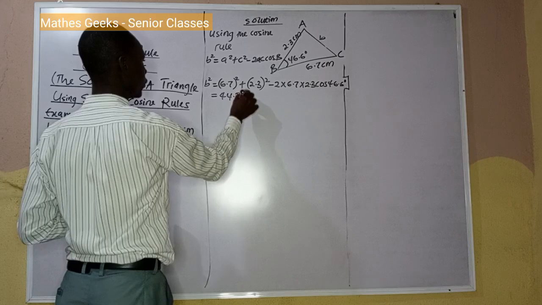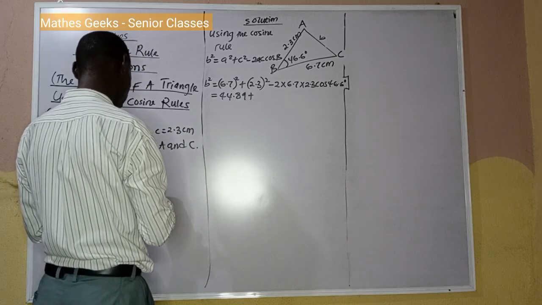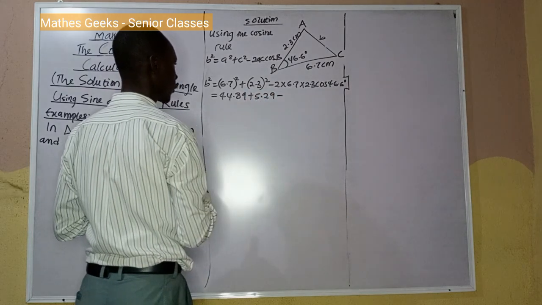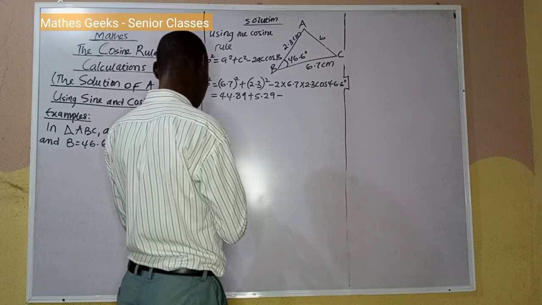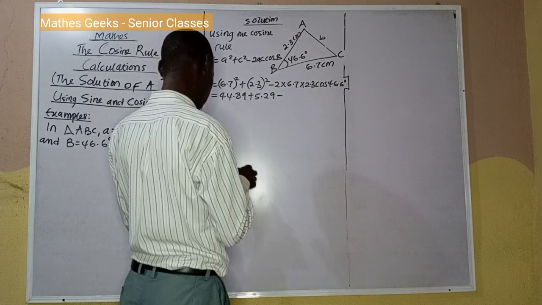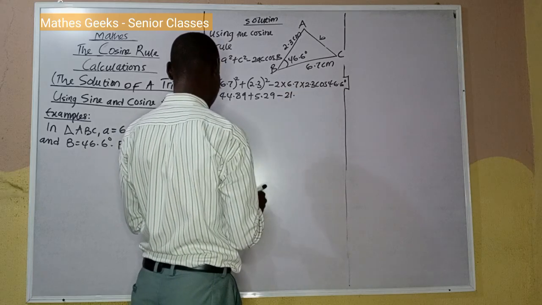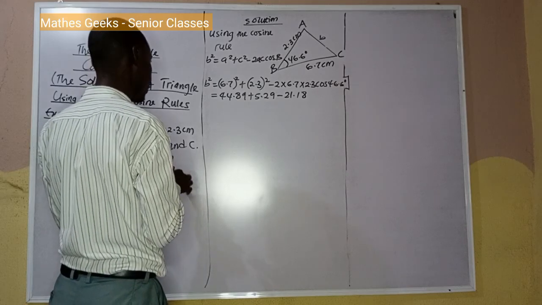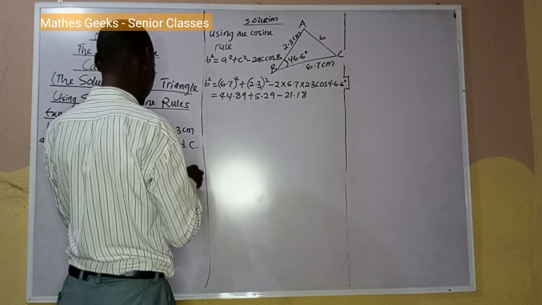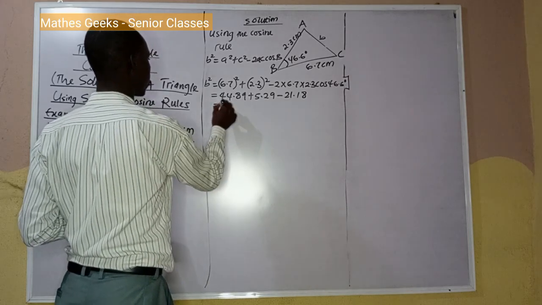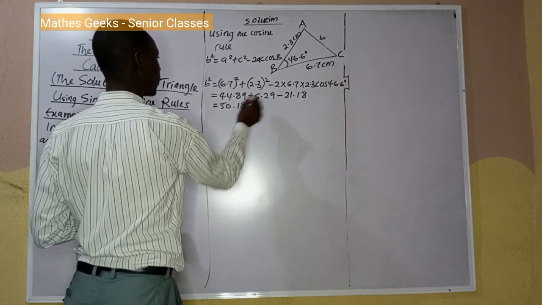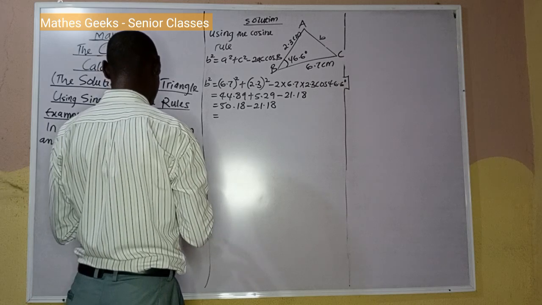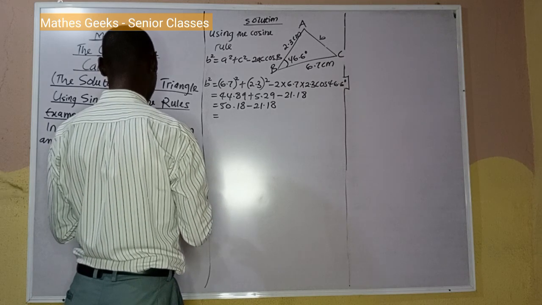$44.89 plus 2.3 squared, 5.29, minus 21 is 1.8. 44.89 plus 5.29 is 50.18 minus 21.18. So 50.18 minus 21.18, that's 29.0.